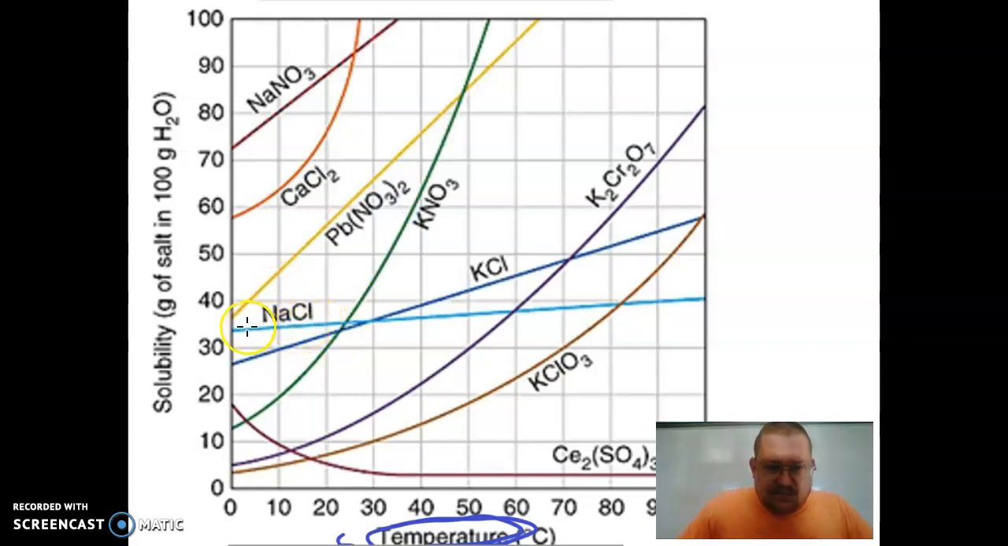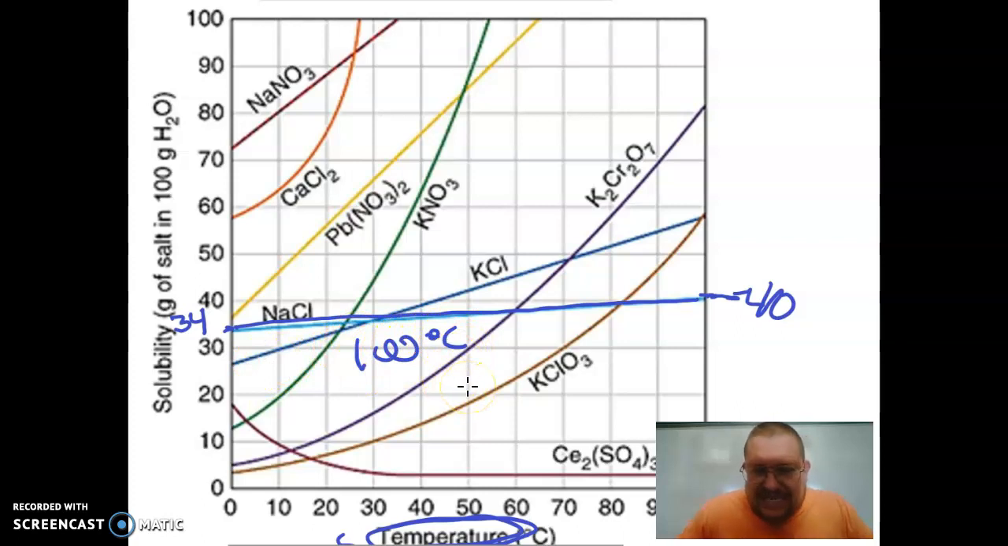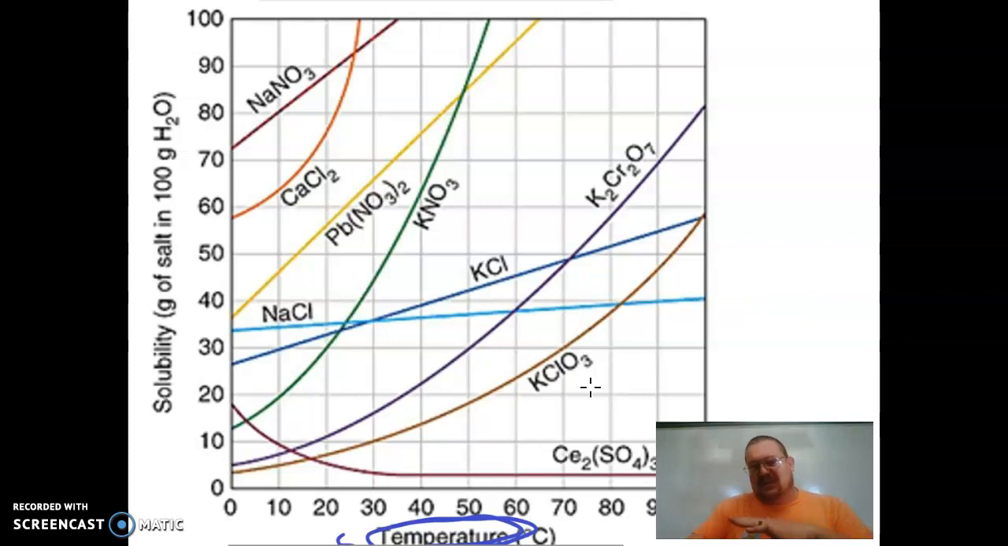Now, look at this one. Look at NaCl. So if we compare right here, where it ends up at about 40, over here, where it starts at about 34. So if I increase the temperature by 100 degrees, it only gains 6 grams of solubility. So yes, its solubility does increase as you increase the temperature, but not really. Not enough to really brag about, it increases a little bit, but not much. So, we're going to say that one's not really affected. It's affected the least, certainly.